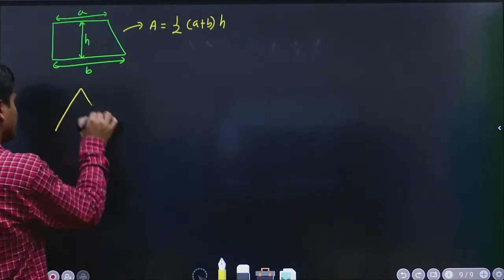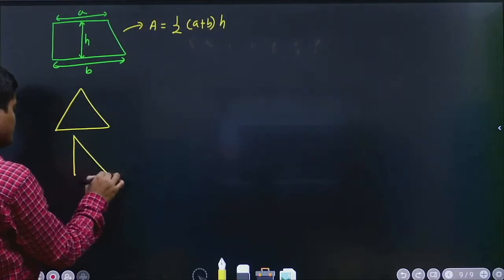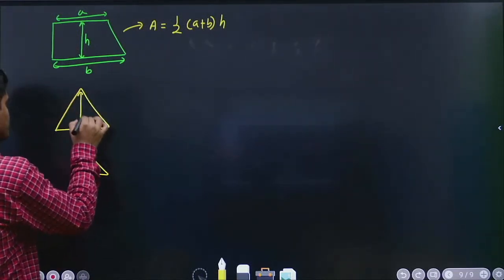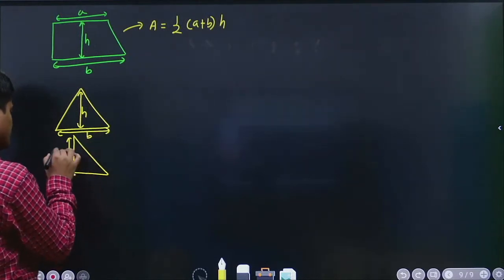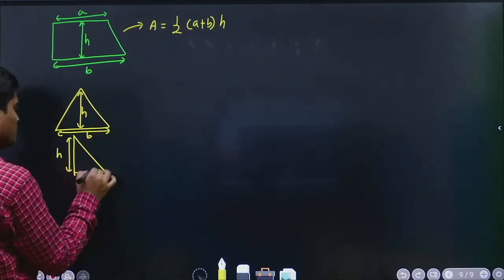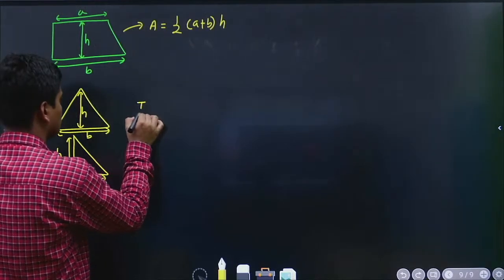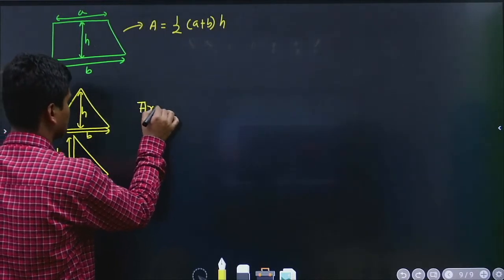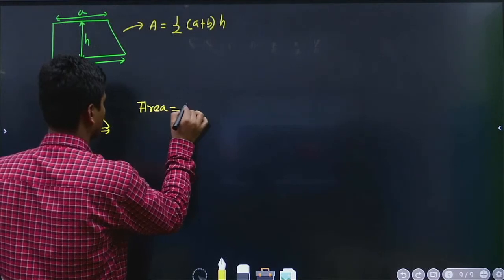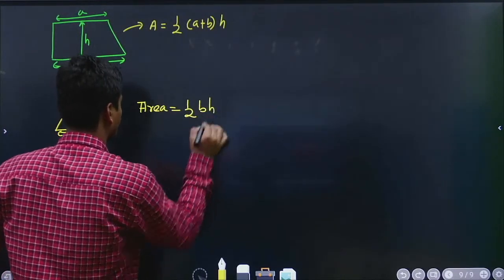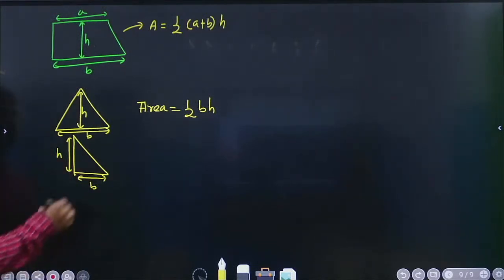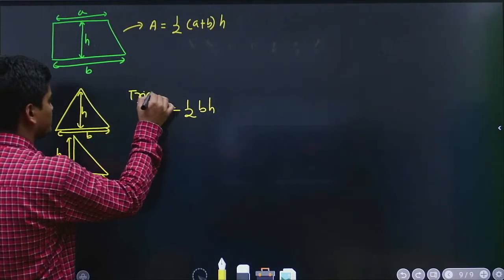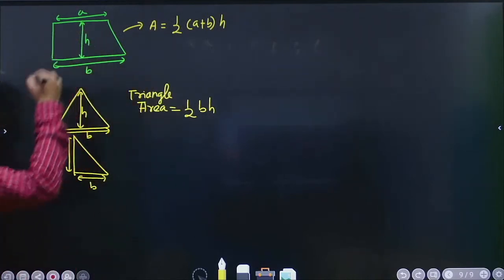Now suppose a triangle is given like this. Here this is the height h and this is the base B. Now what is the triangle area? Triangle area is equal to half base into height. Here also the same thing: half base into height is the triangle area. This is the triangle, and this type of picture is a trapezium.